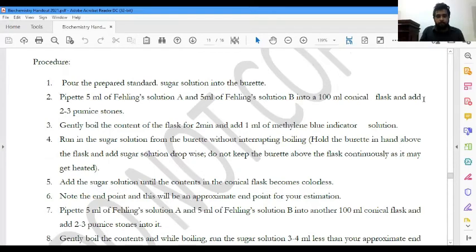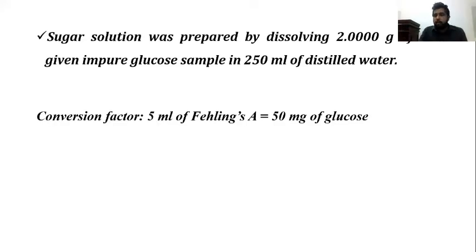Then we prepared the sugar solution to be tested by dissolving 2 grams of the given impure glucose sample in 250 milliliters of distilled water. So record this: the conversion factor is 5 milliliters of Fehling's A is equal to 50 milligrams of glucose. Record this: the sugar solution was prepared by dissolving 2 grams of the given impure glucose sample in 250 milliliters of distilled water.